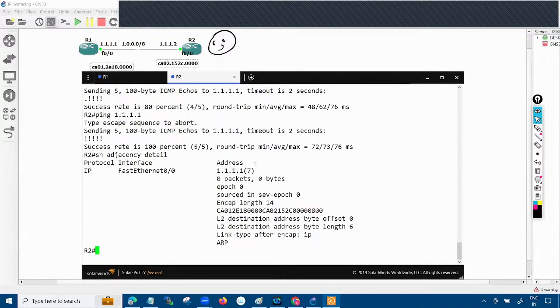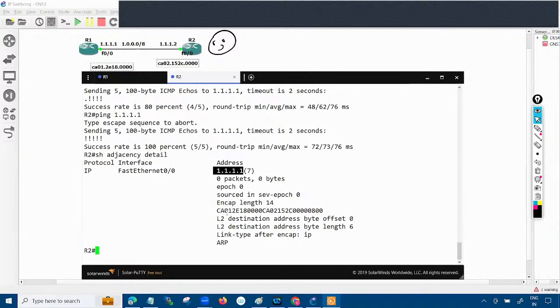So that's my adjacency table. It creates two tables: one is FIB and another is adjacency. In router 2, you can see my adjacency, meaning my adjacent router information. Router 2 is saying that my adjacent router is 101, right?